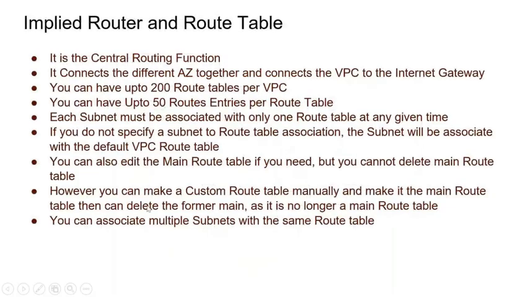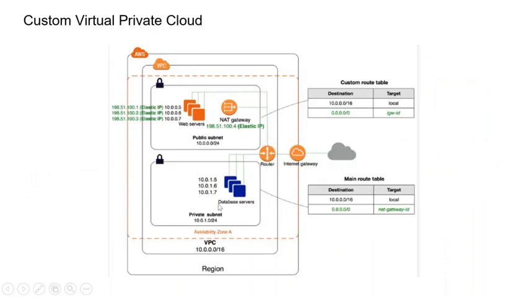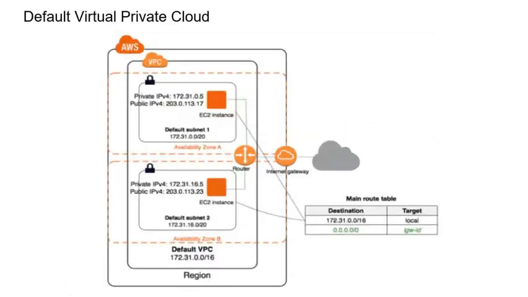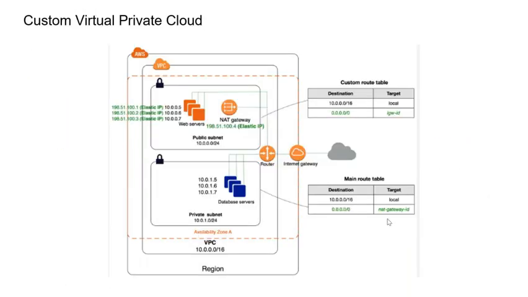If you do not specify a subnet to route table association, the subnet will be associated with the default VPC route table. That means, suppose you forgot to associate this private subnet to a route table, then automatically it will be connected to your default route table, the one which comes with the default VPC. Through this, the private subnet will connect to this public route table by default. So even though you forget, that subnet will be automatically attached to that public route table.